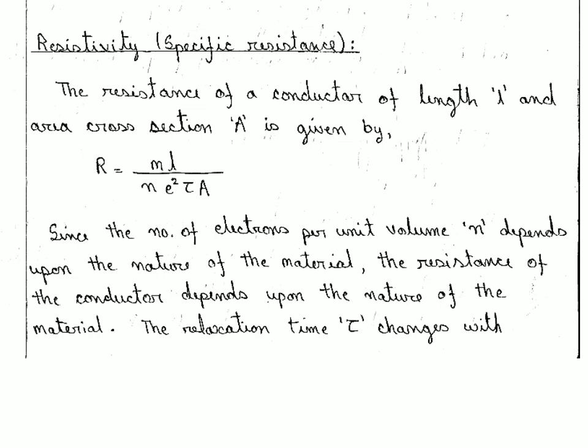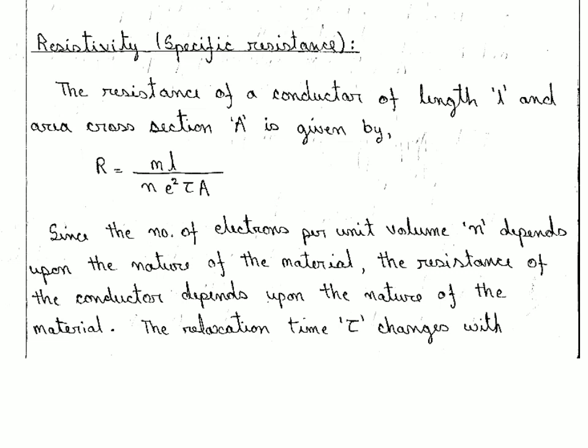Now, since the number of electrons per unit volume N, which is the electron density N, depends upon the nature of the material, the resistance of the conductor depends upon the nature of the material. So that is one factor on which your resistance depends. It depends upon whether you're using aluminum wire, copper wire, or another type of wire, silicon wires. So depending upon the nature of the material, your R may be large or it may be low.